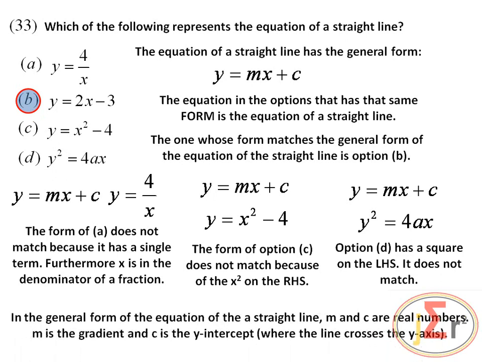In the general form of the equation of a straight line, m and c are real numbers. m is the gradient and c is the y-intercept. That is where the line crosses the y-axis.